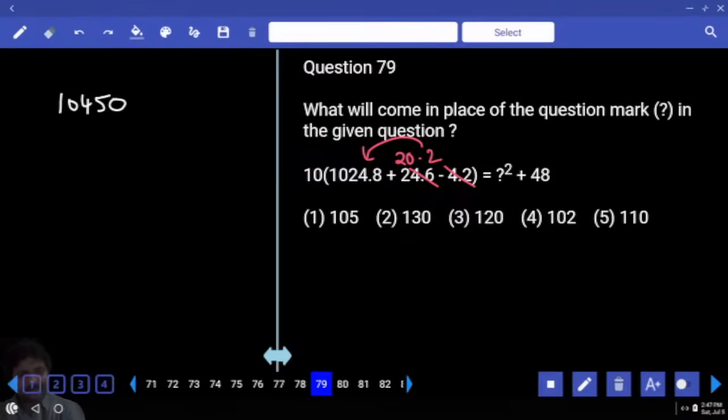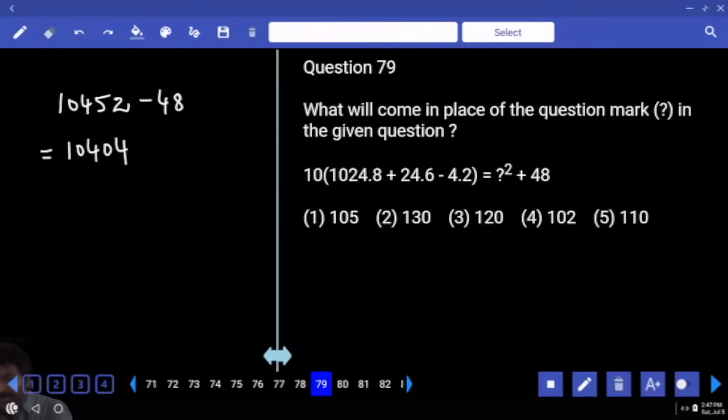10. Right, 4. Understood. Now you'll get 2 here. 10,452 into 10 is there, right? Right hand side 48 will come to left hand side. And this value is equal to 10404. Which square is this?